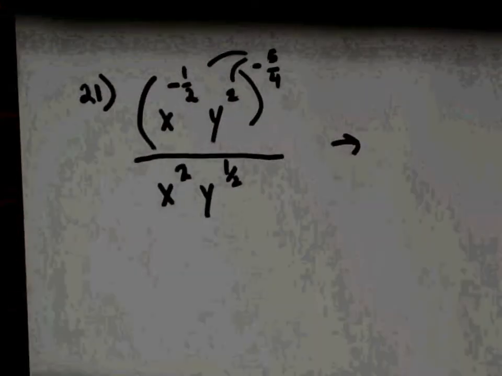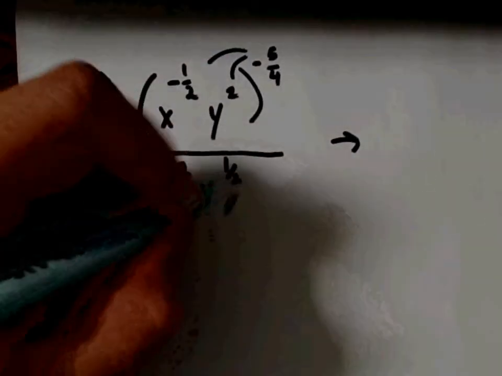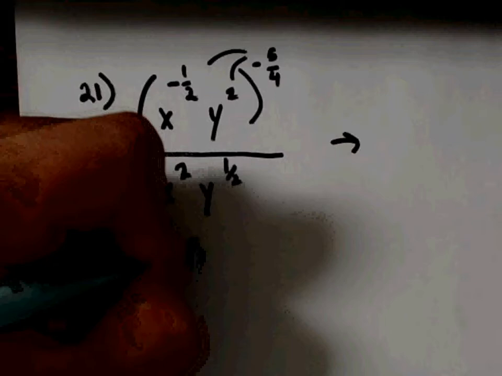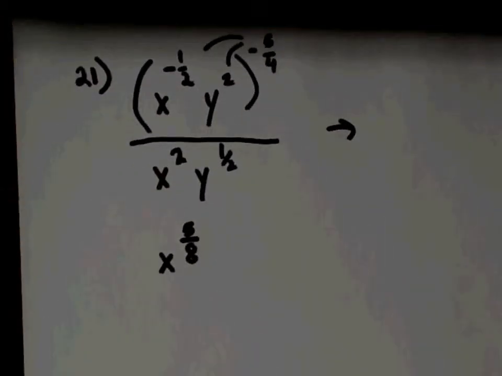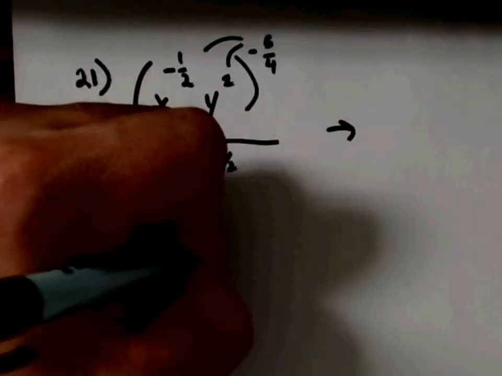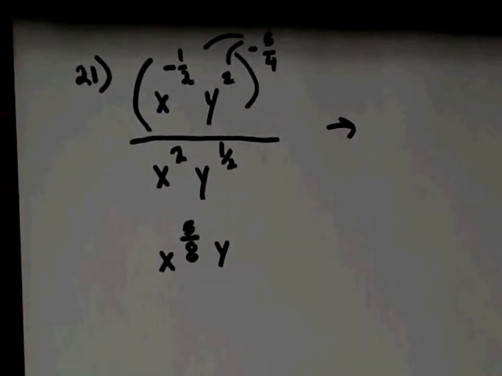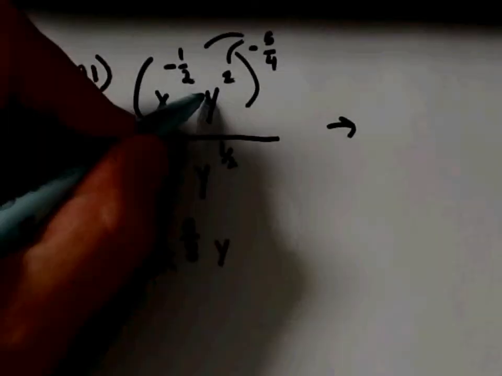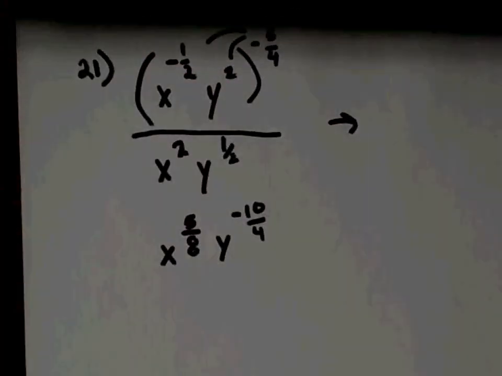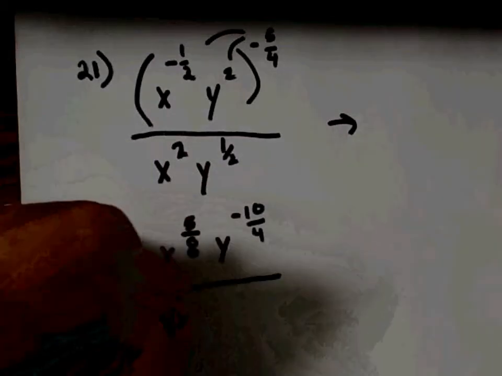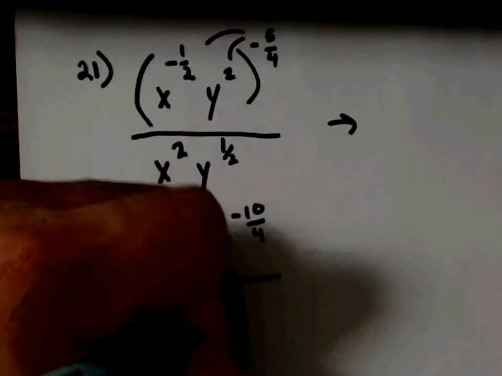So I'm going to go 5/4 times both of those, and that's going to give me x negative 1/2 times negative 5/4 is positive 5/8. Positive 5/8. My marker tip's getting fat. All right. Now you see I wouldn't have to flip the x because it changed it to positive. All right. The square becomes negative 10/4. The bottom had nothing going on, so it's going to stay.